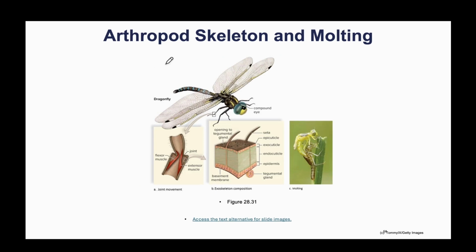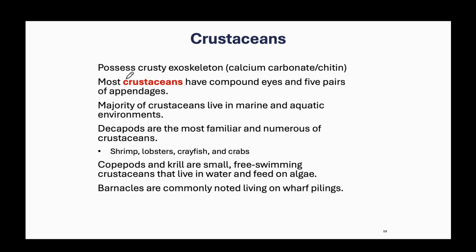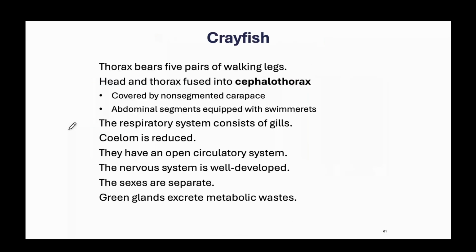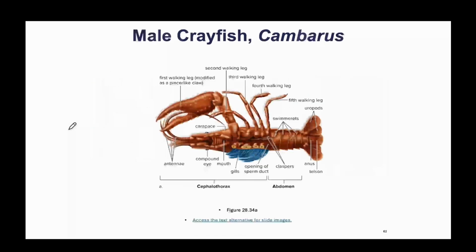We also have crustaceans, which are going to be your shrimp, lobster, and crayfish. Most of these live in marine and aquatic environments. They have that crusty exoskeleton. There's your crustaceans. Your crayfish is another one. The thorax bears 5 pairs of walking legs. They have separate sexes. We also, in the Arthropoda phylum, have centipedes and millipedes.